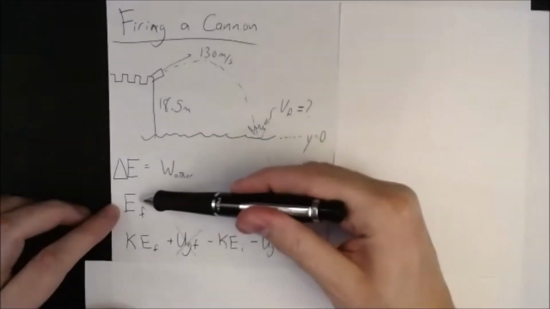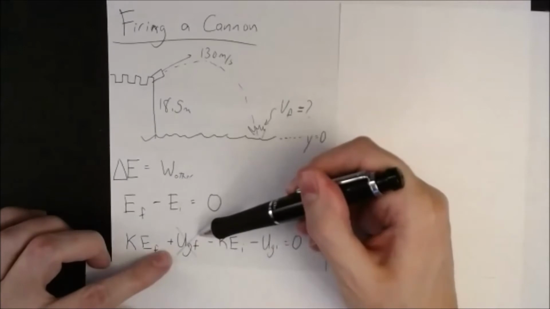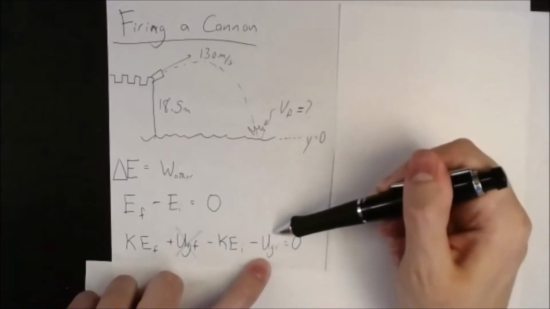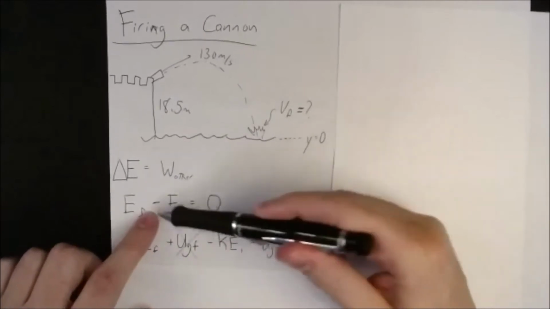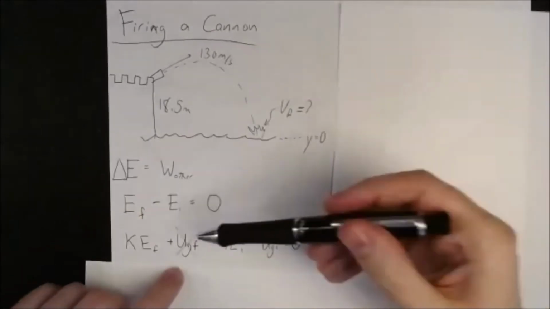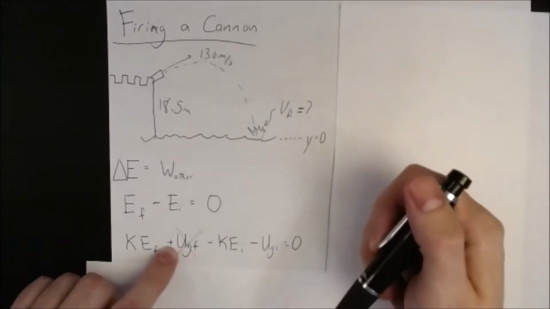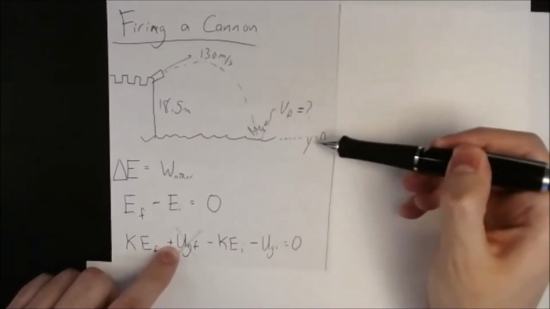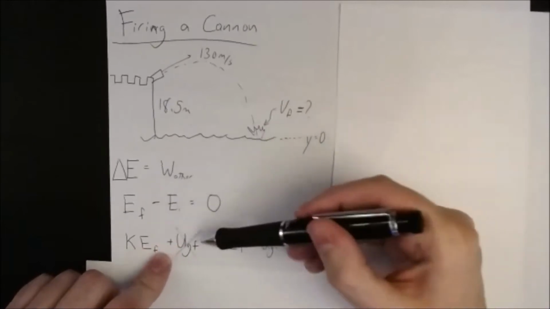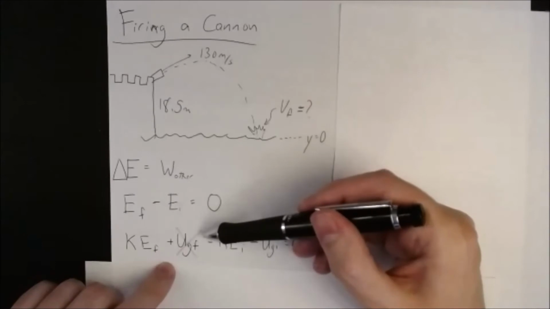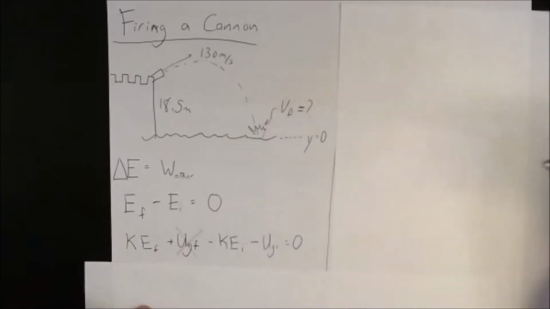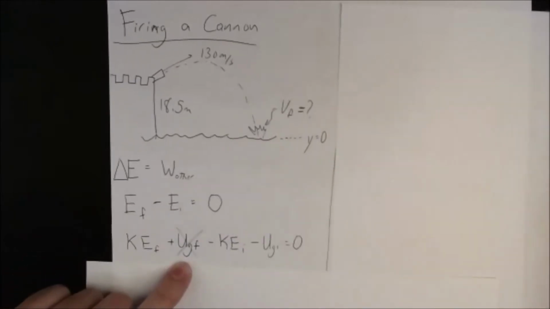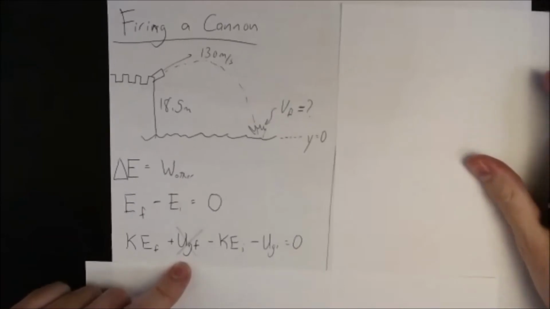I can then break my final energy into kinetic energy final plus gravitational potential energy final, and my energy initial into kinetic energy initial and gravitational potential energy initial. Notice that I distributed the negative sign there because I have to. My final gravitational potential energy is going to be 0. It ends up at a height of 0, and if y is 0, then mgy is 0. So I know that I will have no gravitational potential energy at the end of the problem. That's a good thing to remember, so I can just cross it out preemptively.